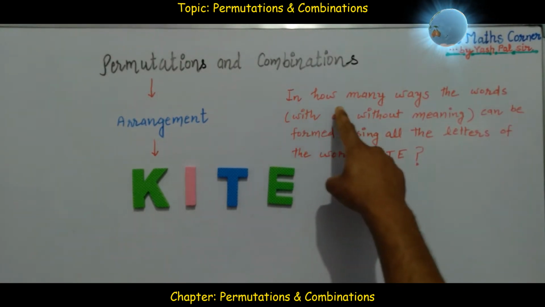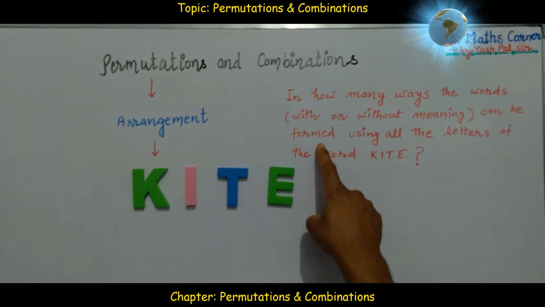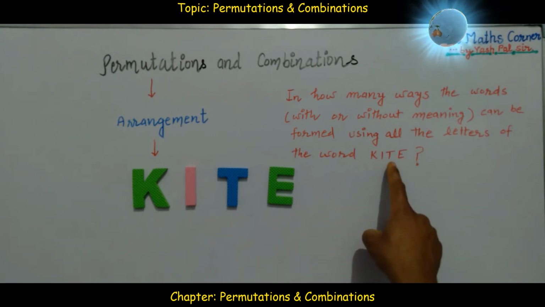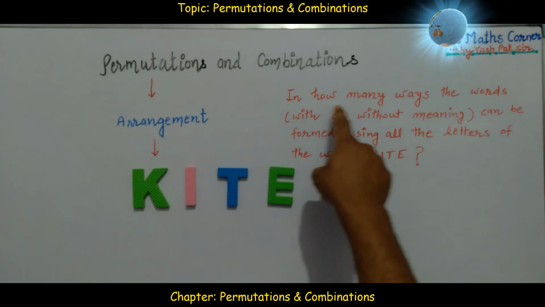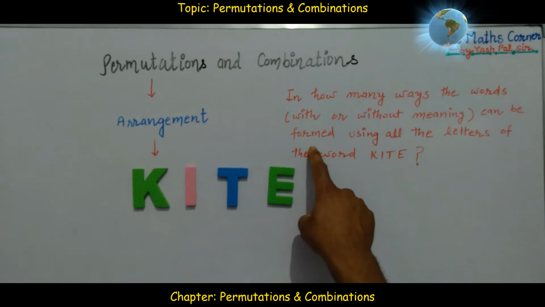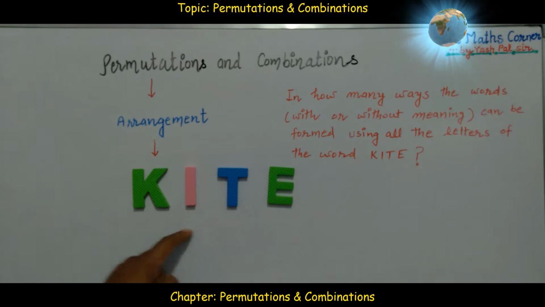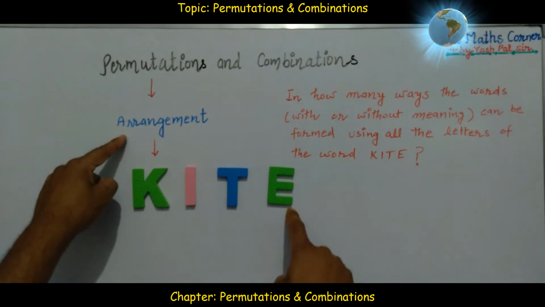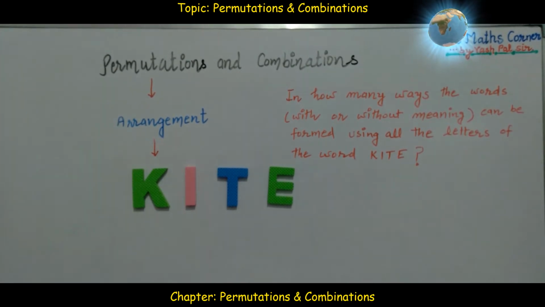Now, what is the question? In how many ways can words, with or without meaning, be formed using all the letters of the word KITE? These are the letters of the word. This is related to arrangement. We are going to arrange. The question is related to arrangement, that is permutations. So let us see how many ways there are.